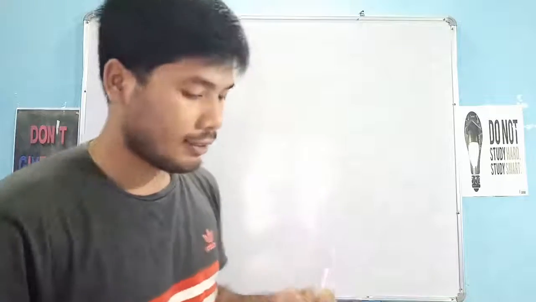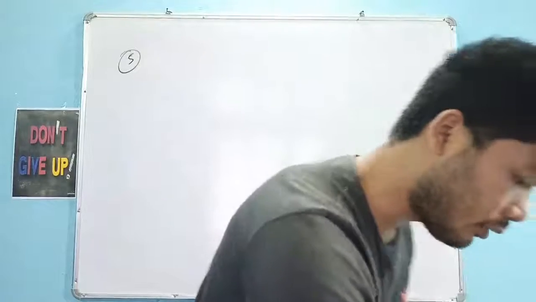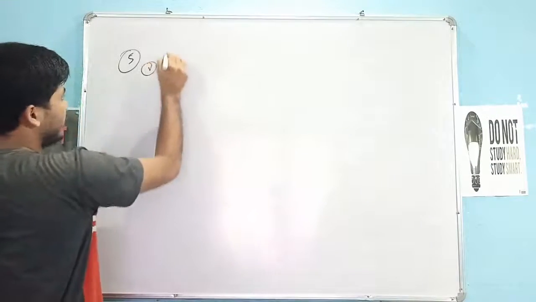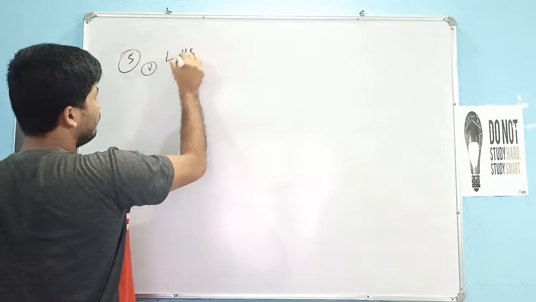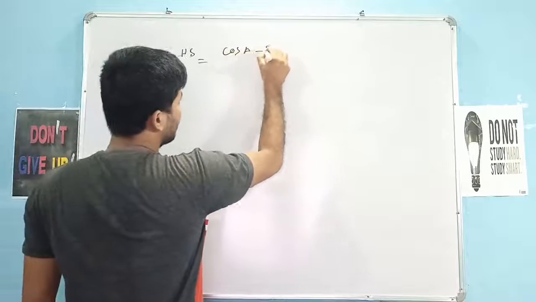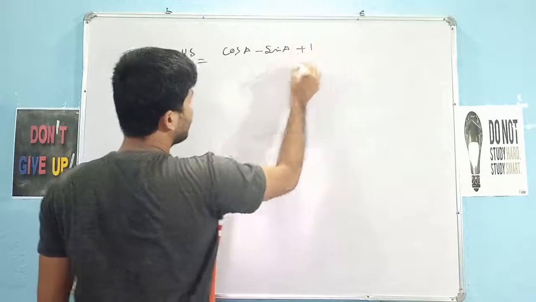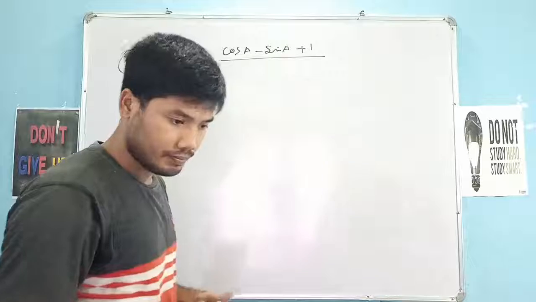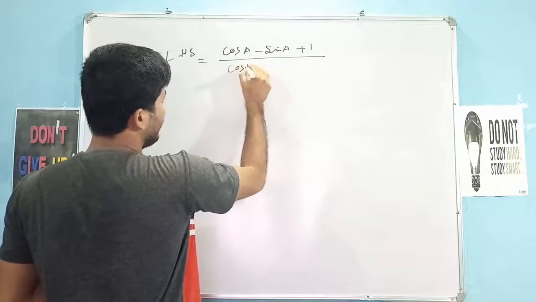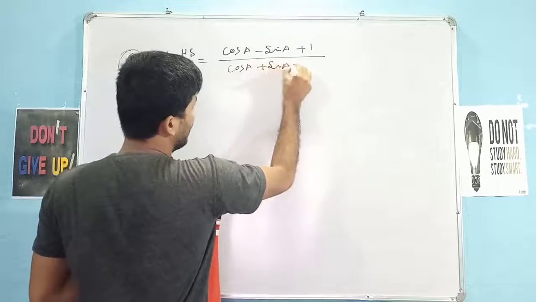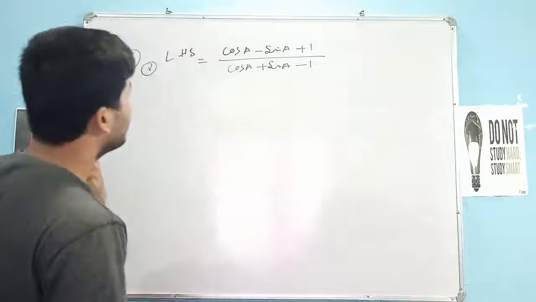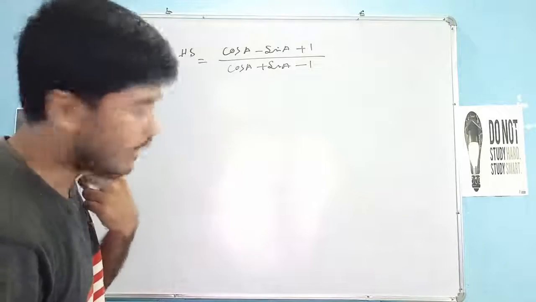Okay, guys. First let us write the left hand side on the board. Cos a minus sin a plus 1 by cos a plus sin a minus 1. Left hand side. So we have to show this is cosec a and cot a.